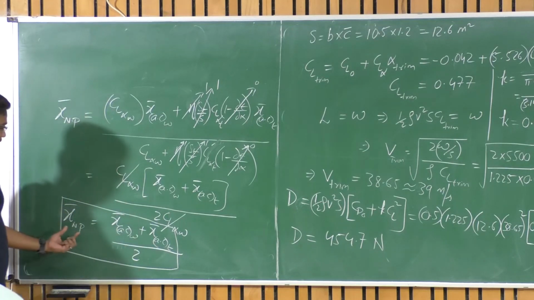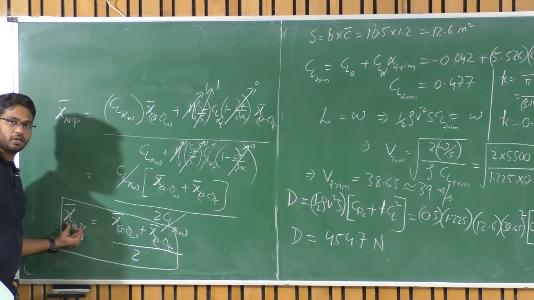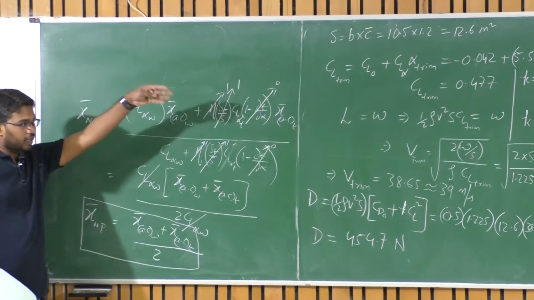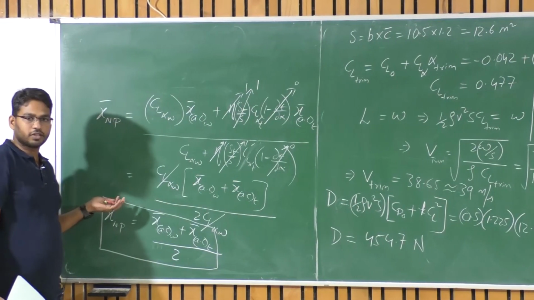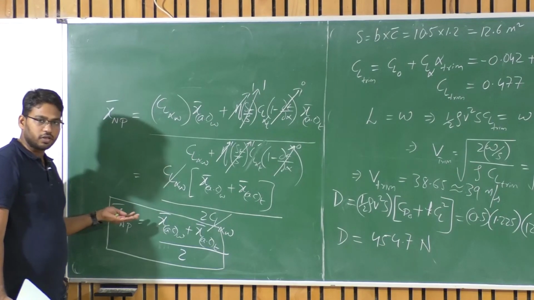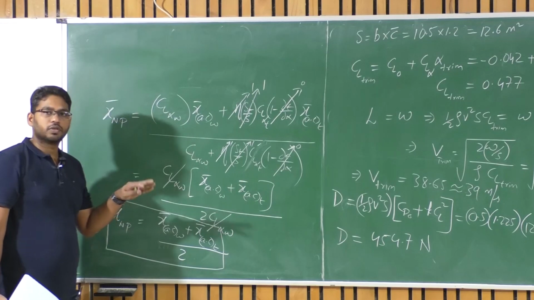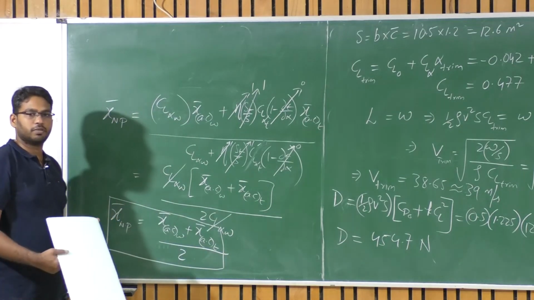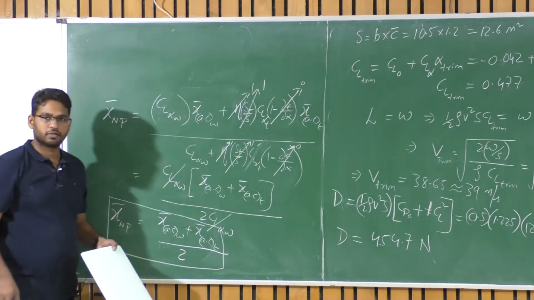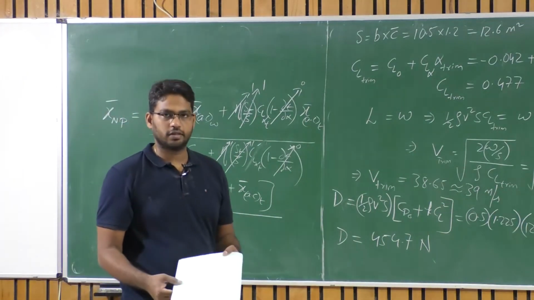We know if the CG is ahead of this neutral point, then CM alpha is negative and the static margin is positive. If it is behind the neutral point, CM alpha is positive, which means the aircraft behaves unstable. So we will try to demonstrate that in the next lecture. Thank you.